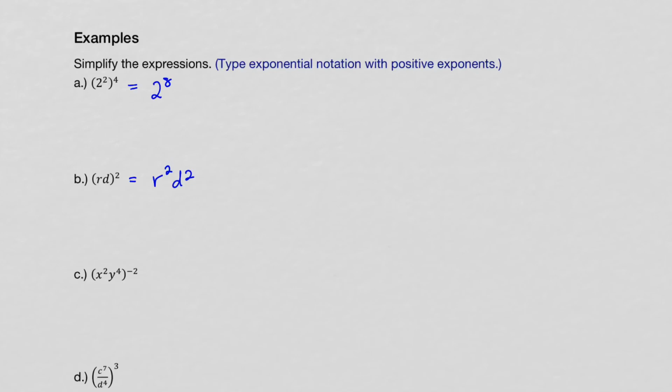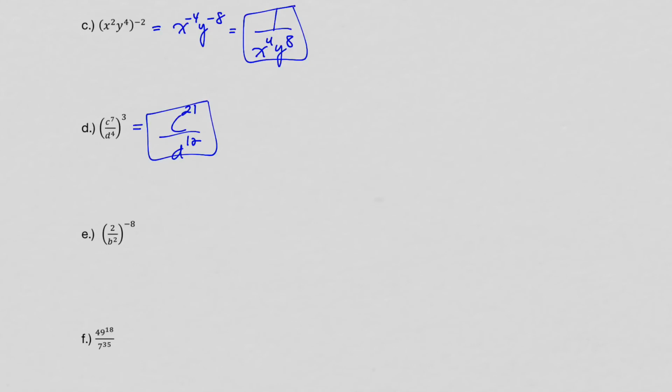Okay, so letters A and B, just multiplying, and you should have gotten 2 to the 8th, and R squared, D squared. That's it. So why don't you go ahead and try the next 2 on your own and see how you do. All right, the answers to C and D.